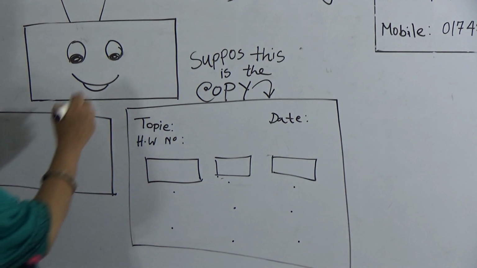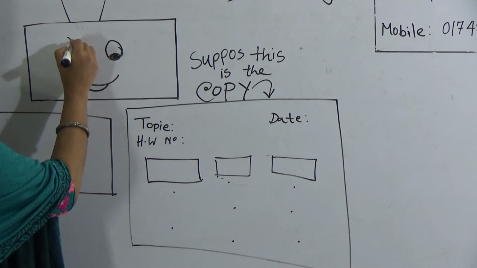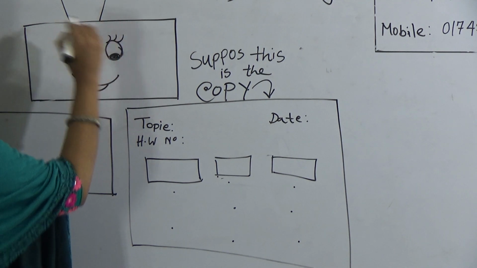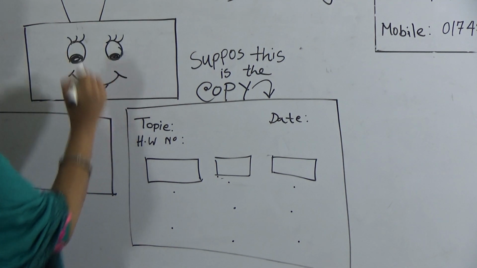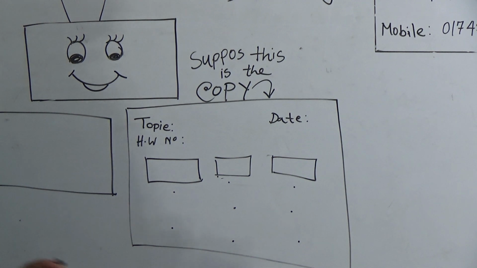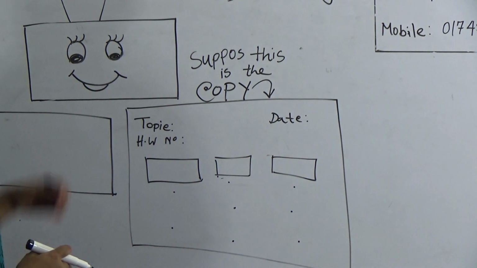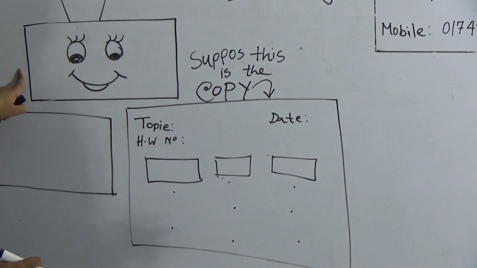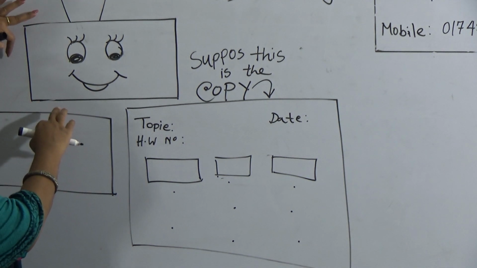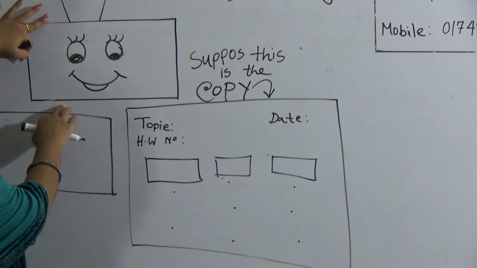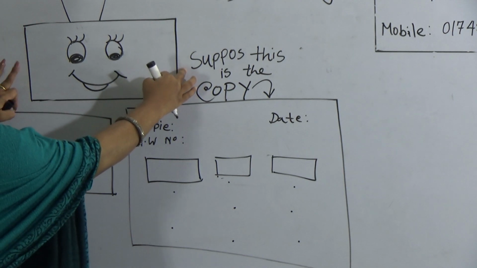So dear student, when you draw your rectangle, you must be careful about that. It won't be square. Square and rectangle are different things. Square has all lines the same, that means 4 lines, but rectangle has 2 lines the same. The wide line is the same and the length line is the same.